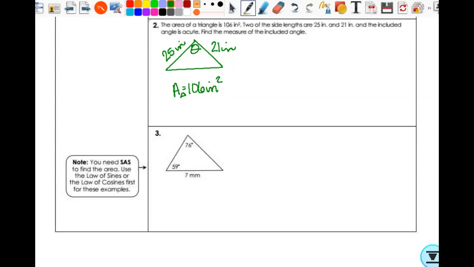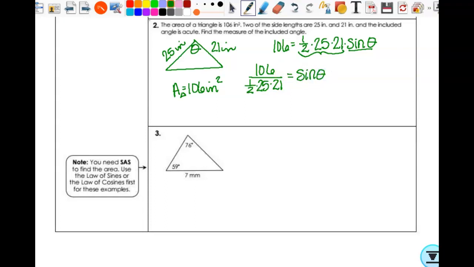So it's the area equals something, something, something. I have the area. So that is 106 equals 1/2 times the two side lengths, 25 times 21, times the sine of theta. I want to get theta by itself, so I've got to get sine of theta by itself first. This is all being multiplied by it. I don't care what the actual number is because I want you to do something specific in your calculator here. You have 106 divided by 1/2 times 25 times 21. And just hang on before you start pushing buttons. That's equal to the sine of theta.